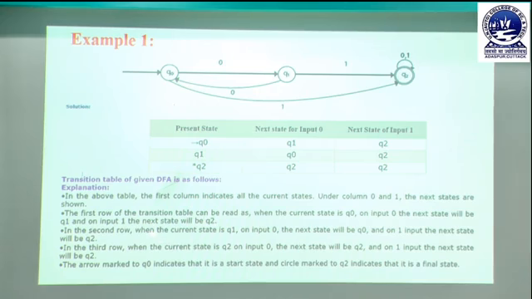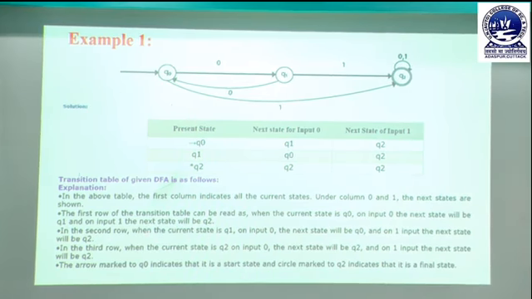And the second row, when diagram already we can discuss here some explanation part. In that part we already discussed in the second row, when the current state is Q1 on input 0, then the next state will be Q0, already mentioned in this diagram. On input symbol 1, the next state will be Q2, which is already discussed in this transition table.